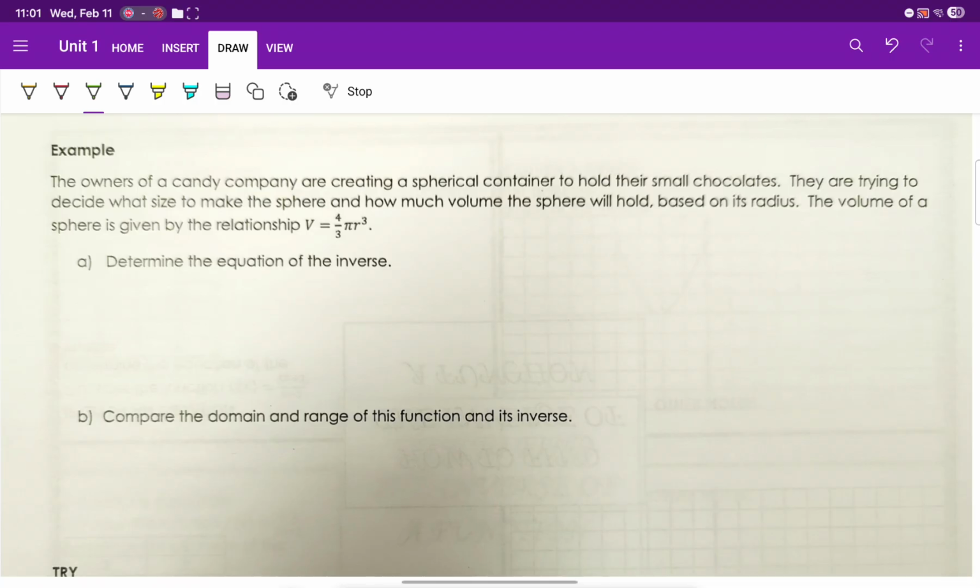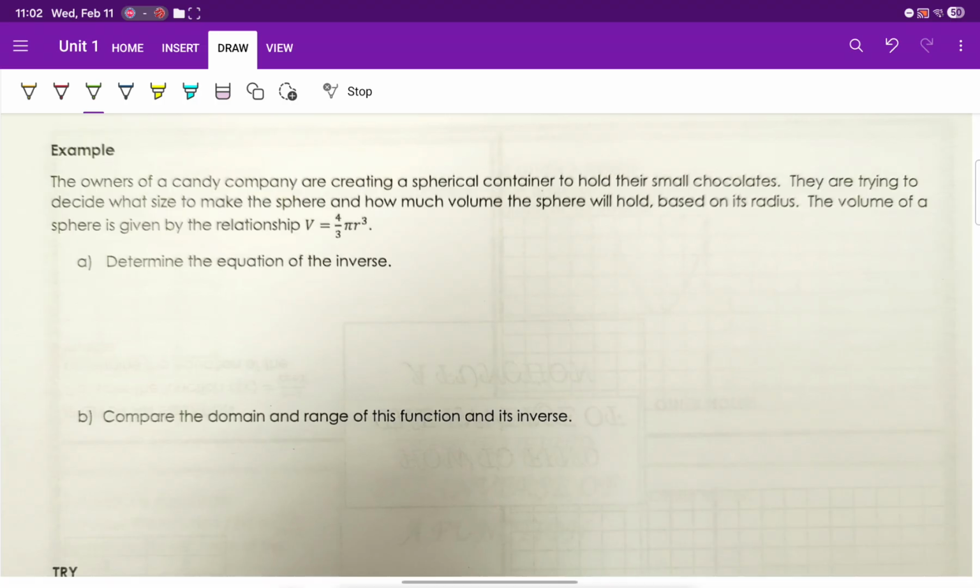Okay, they are trying to decide what size to make the sphere and how much volume the sphere will hold based on the radius. The volume of the sphere is given by the relationship V equals 4 over 3 pi r cubed. It says determine the equation of its inverse. All right. So what we want to do here is find the inverse of that equation.